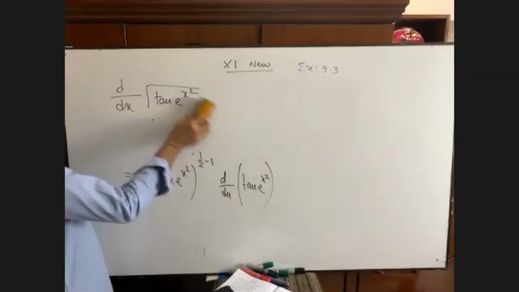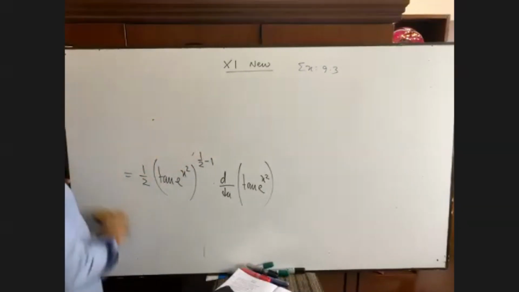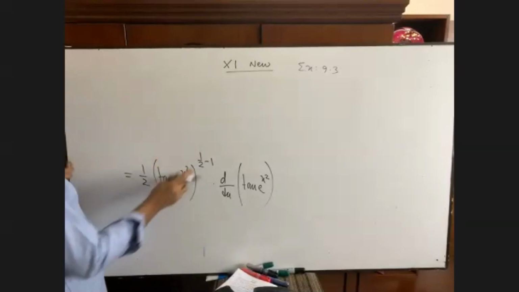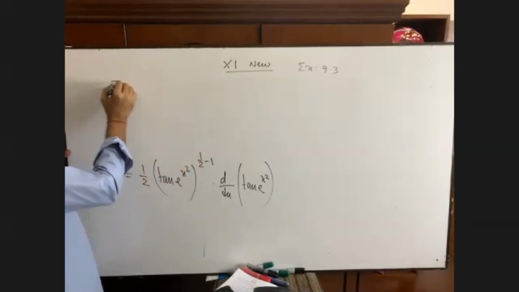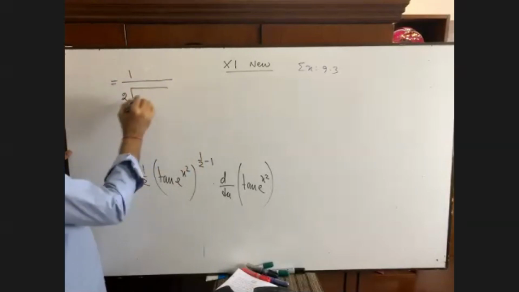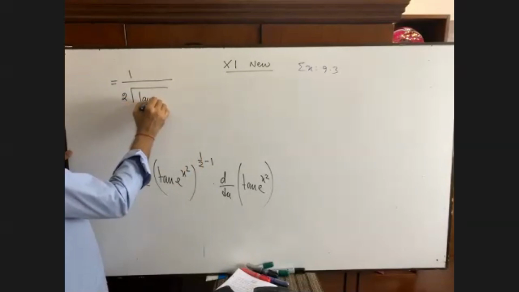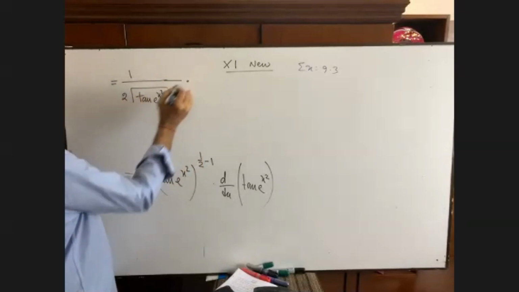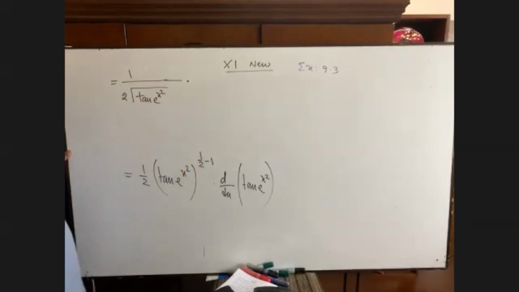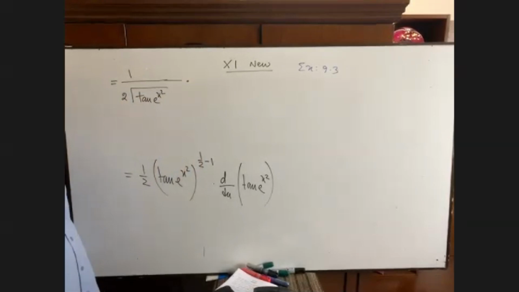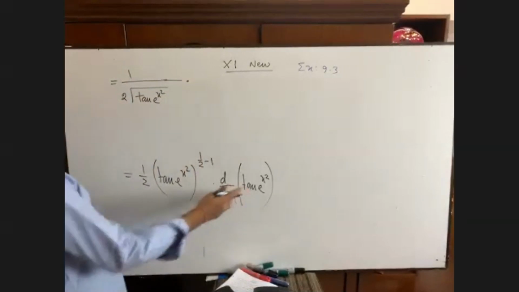Now you see here, it will be minus half. The power is minus half. So we can write down 1 by 2 root over tan e to the power x square. Right? This part.